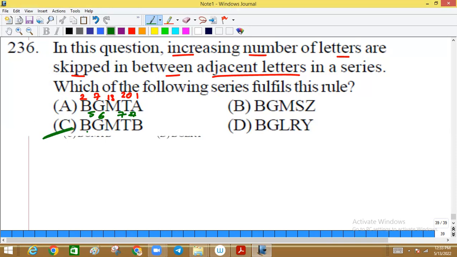C is the answer. Why? B, G, M, T, B. So the gap is 5 here, 6 here, 7 here, 8 here. So increasing number of letters are skipped between the adjacent letters. That is between BG 5, G and M 6, MT 7, TB 8. So this is the rule. So the answer is C. Got it? Very easy only. Okay.